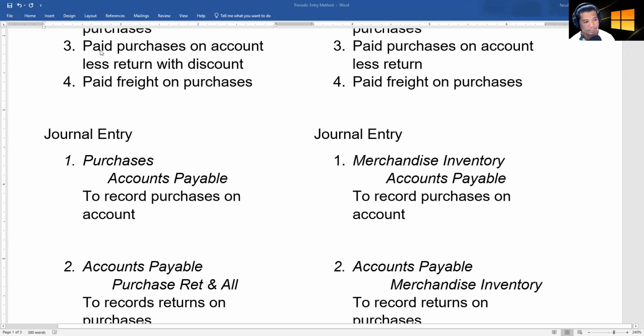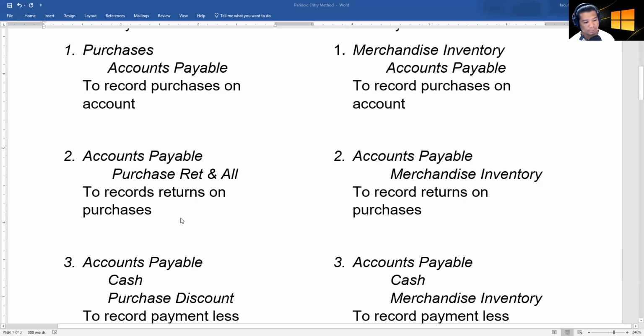Then, for number 3 transaction, we have paid purchases on account less return with discount. So, nagbayad na siya, di ba? So, ano ang sinasabi dyan? Pag nagbayad po, ibig sabihin, ito pong accounts payable na ito na binayaran niya na, so magiging debit na po siya. Of course, less discount, ito po siya, may discount po siya. So dapat, kung halimbawa, ang inutang niya po is 10,000, nag-return siya ng 1,000. So all in all, 9,000 na lang po yung total due or payable. At yun po ang didiscountan po natin.